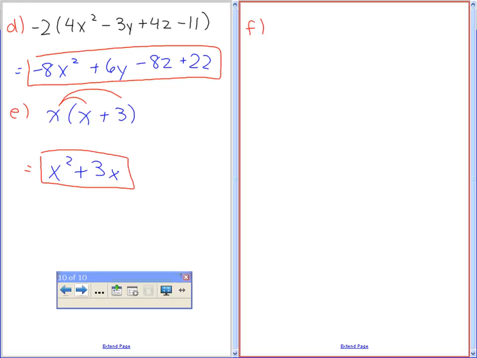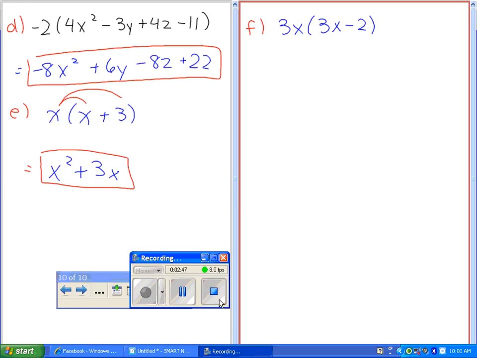Letter F. Here's a real brain buster. Is that an X or? That is 3x. The timeses are gone. 3x times 3x minus 2. Leah, give it an attempt. You can do this. I'm going to hit pause. I'm going to give everyone 60 seconds.